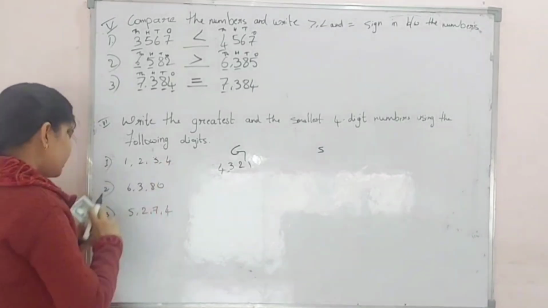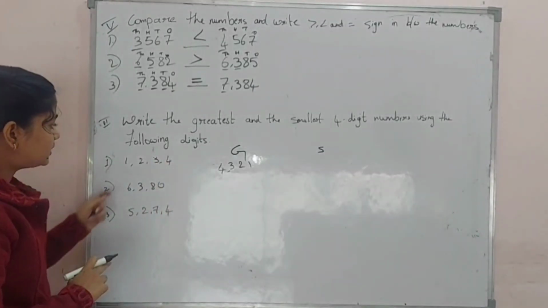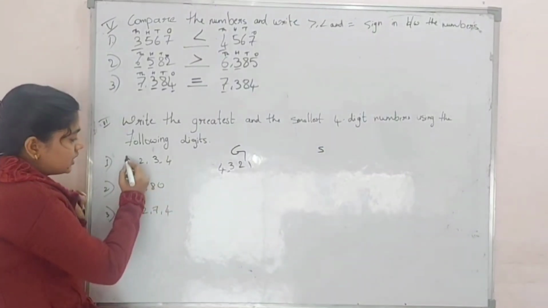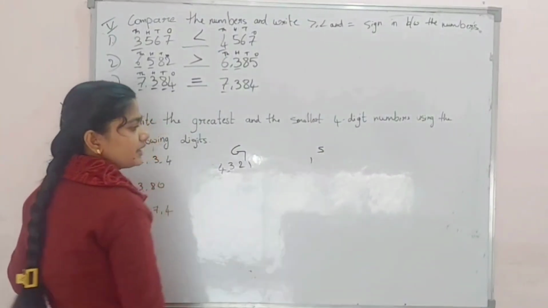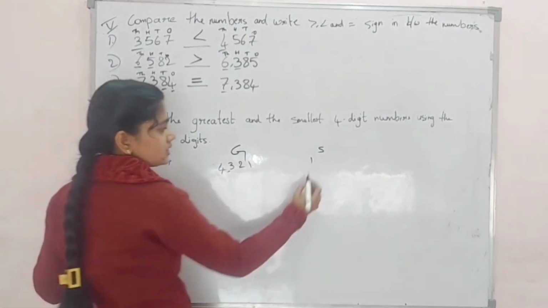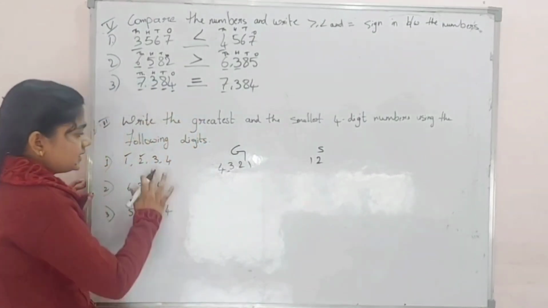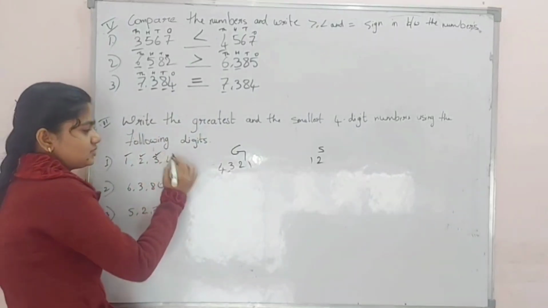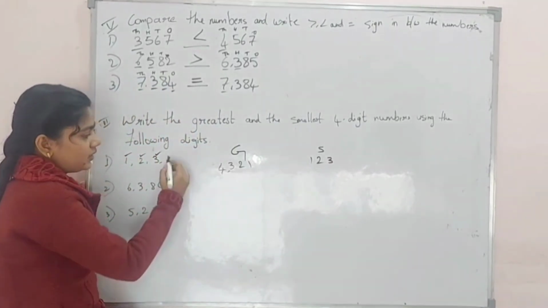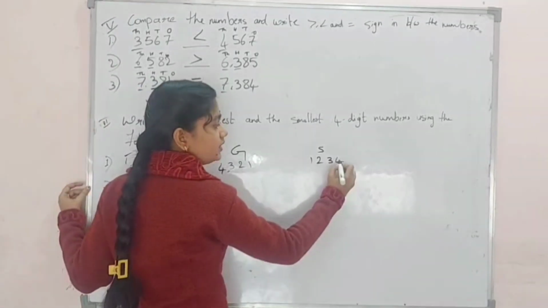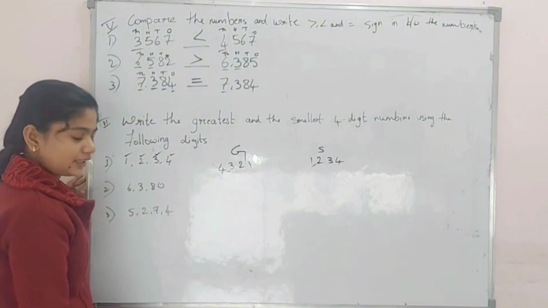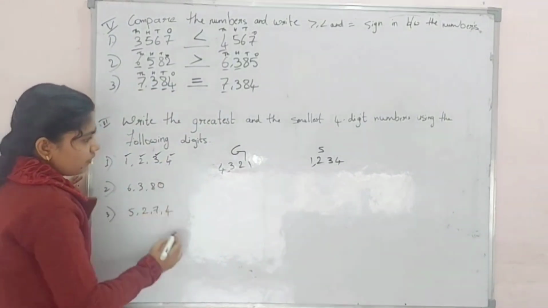For the smallest number, first we have to write the smallest digit. Using the same digits, I am writing the smallest number. Which is the smallest among these 4 numbers? 1 is the smallest, so I write 1 here. In the remaining 3, 2 is the smallest. Then 3 is the smallest. The remaining is only 4, so I write 4 here. So I got 1,234.